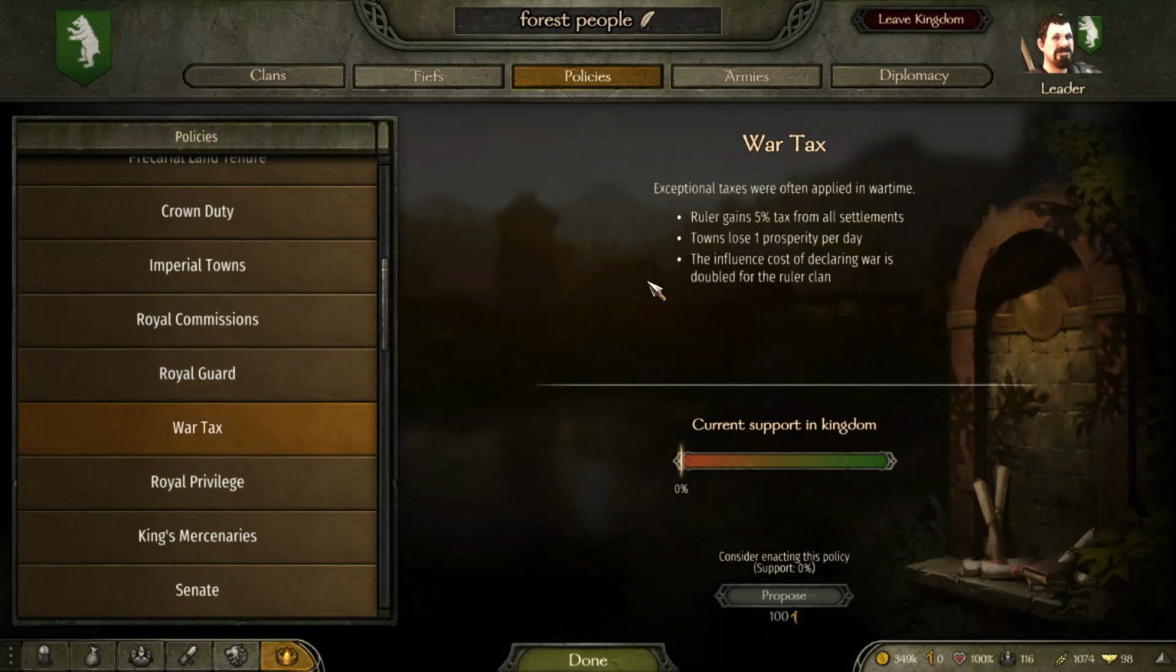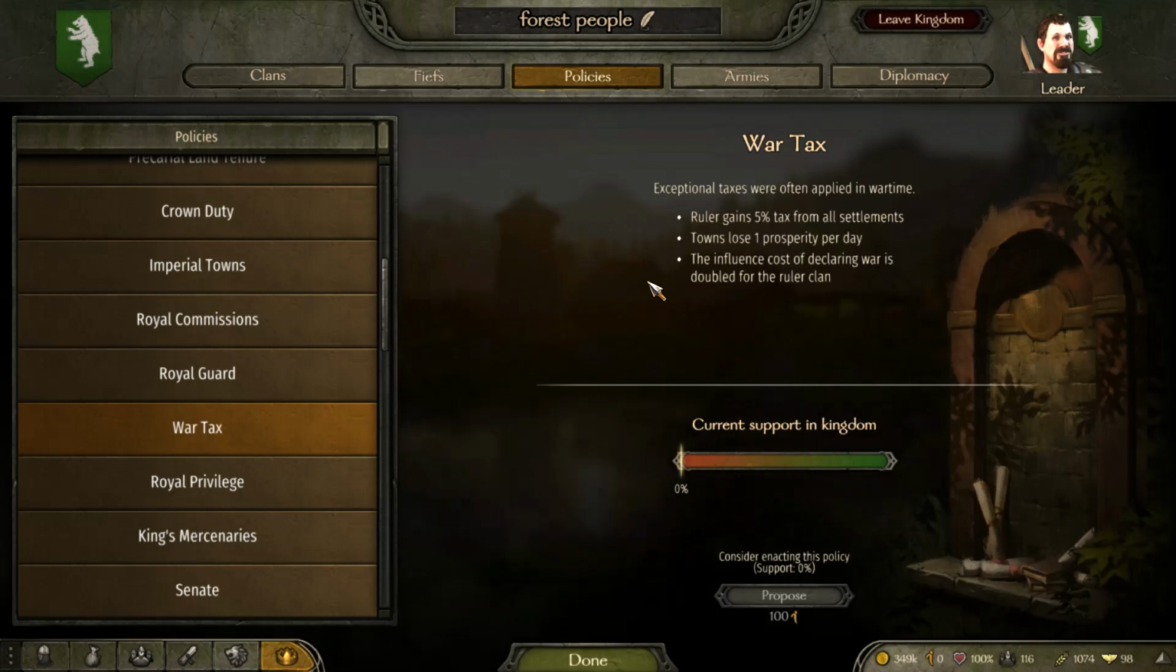And we've got war tax, so ruler gains 5% tax from all settlements. Towns lose 1 prosperity a day, that's quite high, and the influence cost of declaring war is doubled for the clan ruler. So you gain 5% tax from all settlements, but towns lose 1 prosperity per day. So is that worth it? That's entirely up to you.